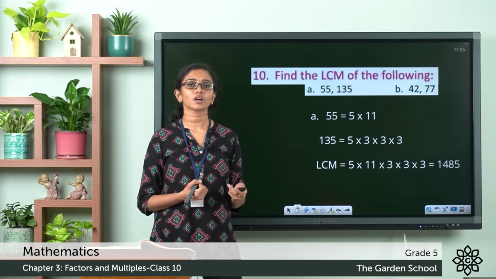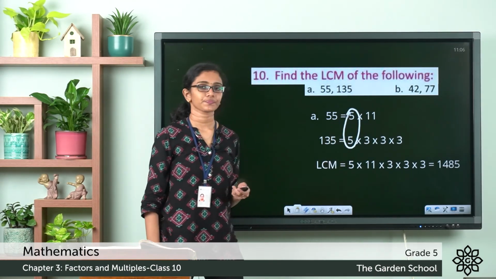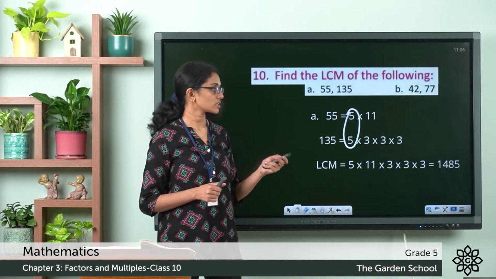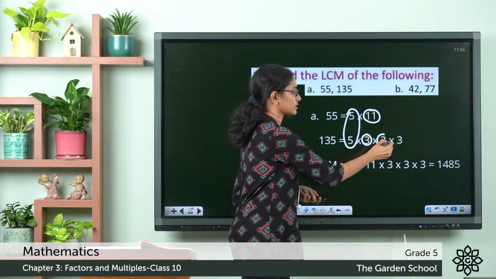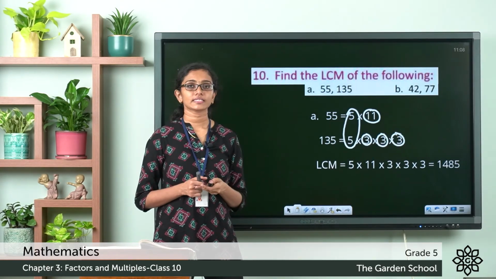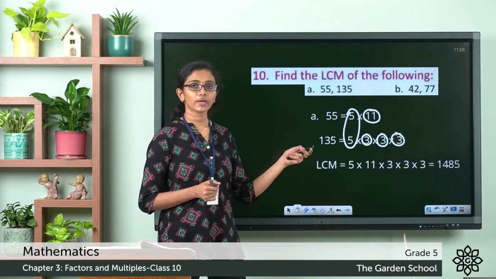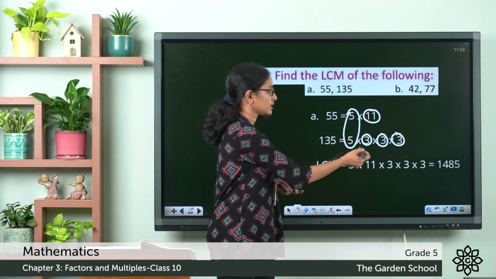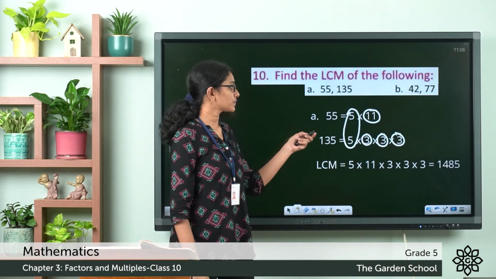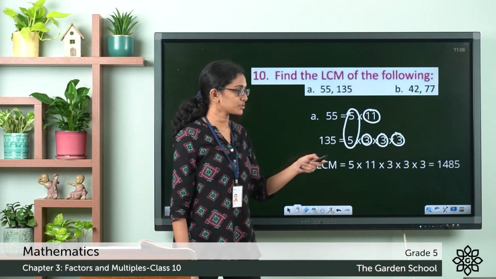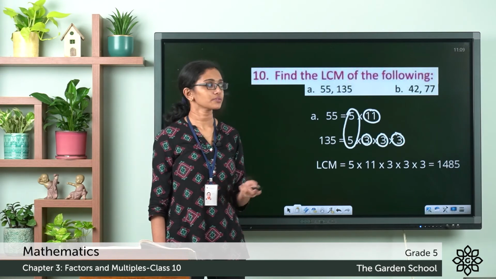So first we will group the common prime factors. So here 5 is common to both the numbers. Now any more common prime factors? No. So the non-common prime factors are 11, this 3 and this 3. Now the LCM would be the product of the non-common and the common prime factors. Hence we have to multiply 5 from here, then 11, 3 and 3. So the LCM for 55 and 135 is equal to 1485. So similarly you have to work out question B.